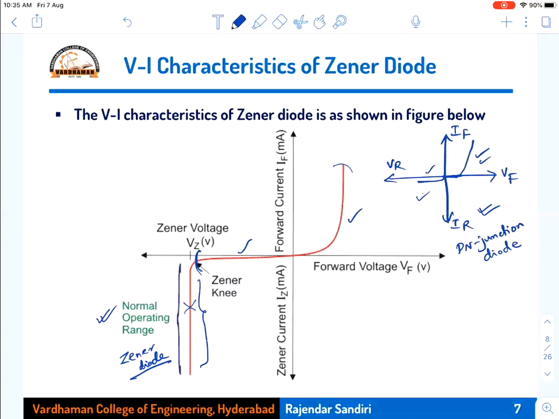Even if you see how the current is changing, the voltage is the same. See here the current is different. This current, if you take here, is maybe 1 milliampere. Here the current is maybe 2 milliampere. Here the current may be say 3 milliampere. Here the current may be say 10 milliampere. So is it not for every current here the voltage is the same, which is Vz?